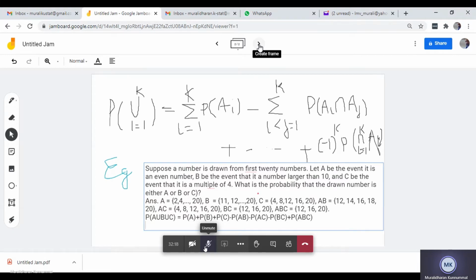A intersection C is also 5 upon 20. B intersection C probability is 3 upon 20. A intersection B intersection C is 3 upon 20. So just substitute and do it. Okay, let's just write down. Yes, answer is 3 by 4.